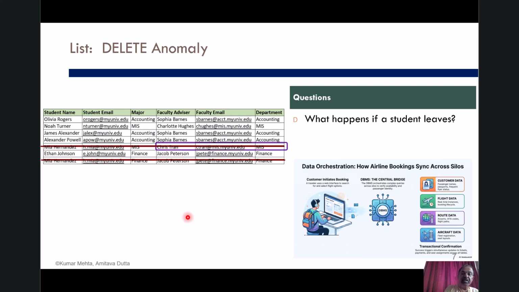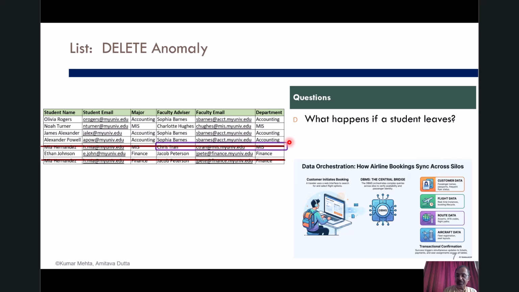So the fact that Mia Hernandez left and this particular Jacob Peterson got deleted is not a problem because the database still remembers the fact that Jacob Peterson is a valid advisor. So that particular deletion had no problem. But this first one, the Mia Hernandez record for the MIS, when Chris Tran got deleted as a consequence of Mia Hernandez leaving, Chris Tran's only advisee was Mia Hernandez. Chris was not advising anybody else. So as a result of Mia's record being deleted, the information that Chris is a valid advisor also got deleted in the process.